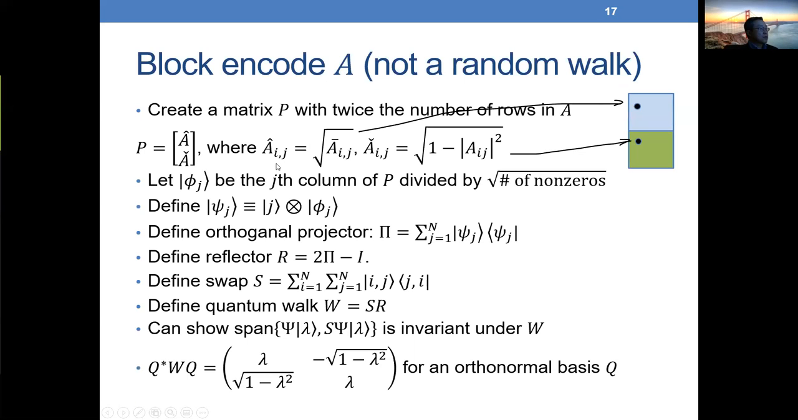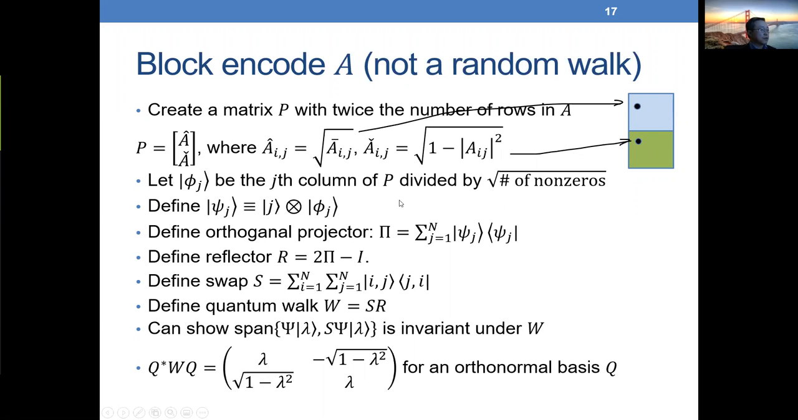Now, there's actually a clever trick that Childs and co-workers developed. So basically, from an n by n matrix, you can create a matrix that is 2n by n. You put the original matrix or its complex conjugate on the top part of this matrix. And then for the bottom part, for each non-zero element in the top part, you create another non-zero element, which is 1 minus a_ij. Okay? So that goes in the top, that goes in the bottom.